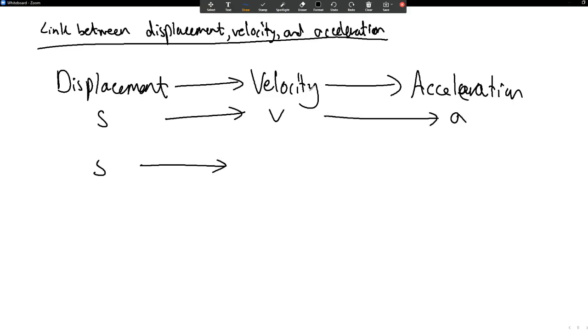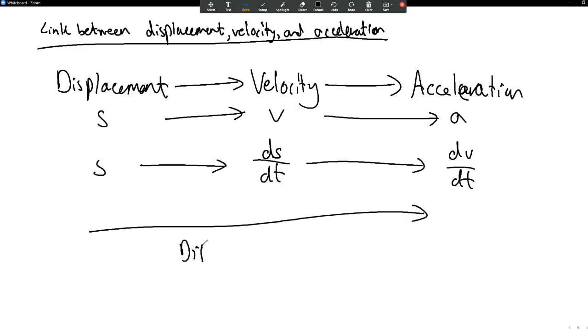the velocity is the rate of change of displacement, so that's the same as saying it's the derivative of the displacement. And we know that the acceleration is the rate of change of velocity, so that's the same as saying it's the derivative of the velocity. So all you need to do is differentiate. You differentiate once to get from the displacement to the velocity, and then differentiate again if you want to get to the acceleration. Okay, now let's do a few examples.